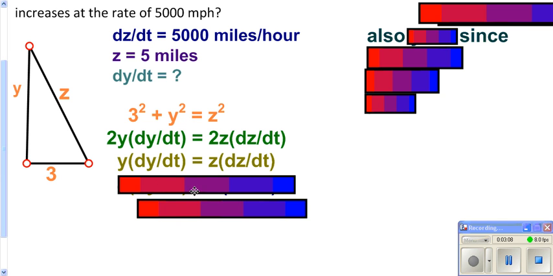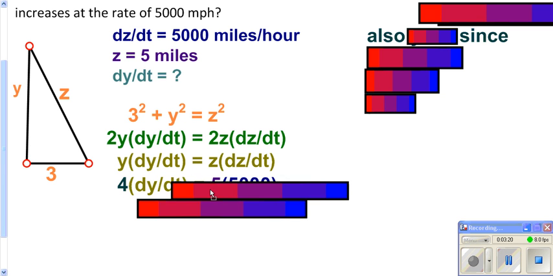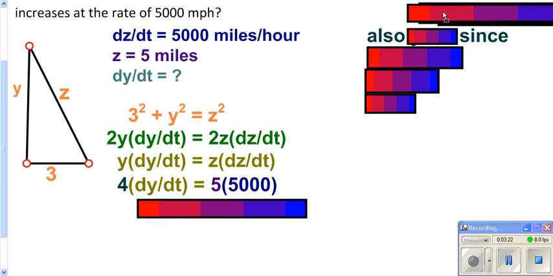Now, you have two options. Either go ahead and solve it for what you're looking for, dy/dt, and then plug stuff in, or you can plug stuff in and then solve it. Here we're going to plug stuff in and then solve. We know up here that z is 5, so we plug it in. We know our dz/dt is 5,000, so we plug it in, and y is 4. And you might be wondering, why is y 4?